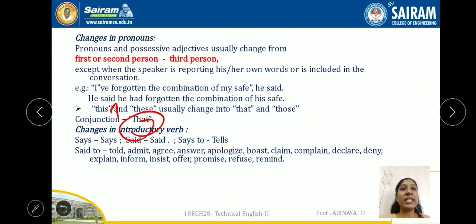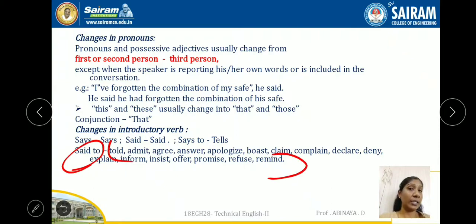So next, the changes in the introductory verb. How do we have to change this introductory verb while changing direct to indirect speech? If the introductory verb is in present tense, as I told you, you need not change the tense, but you can change the introductory verb's words. If it is in present tense, 'says', but if it is 'says to', change that to 'tells'. If it is in past tense, 'said', go for the same 'said'. If it is in past tense, 'said to', you can write any of these words according to the meaning of the statement quoted, according to the sense expressed by the quoted statement.